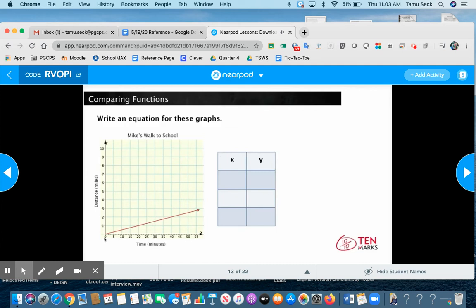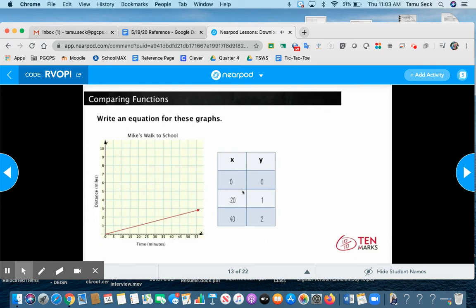So the graph starts at the origin. So one point is (0, 0). This means that Mike has walked 0 miles in 0 minutes. This is his starting point. Now another point on the graph, (20, 1), shows that after 20 minutes, Mike has walked 1 mile. Let's look for one more point. Let's pick (40, 2). So in 40 minutes, Mike has walked 2 miles.